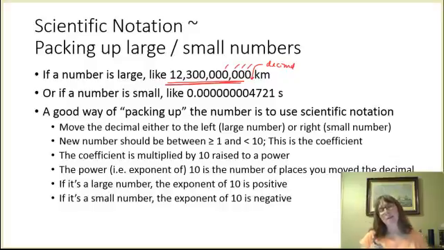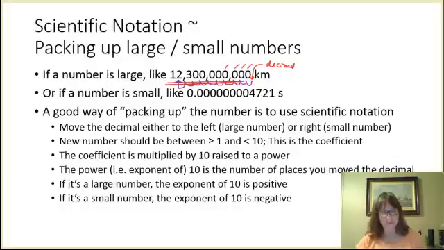So if I want to pack this number up, I'm going to think of the decimal being right there, and I'm going to move it over until I get a number that is 1 or greater, but not quite 10. So here we go. Let me grab purple. It's going to start right here. 1, 2, 3, 4, 5, 6, 7, 8, 9, and I'm going to go one more place, right there between the 1 and the 2. How many places? I went 3, 6, 9, 10. So I went 10 places.